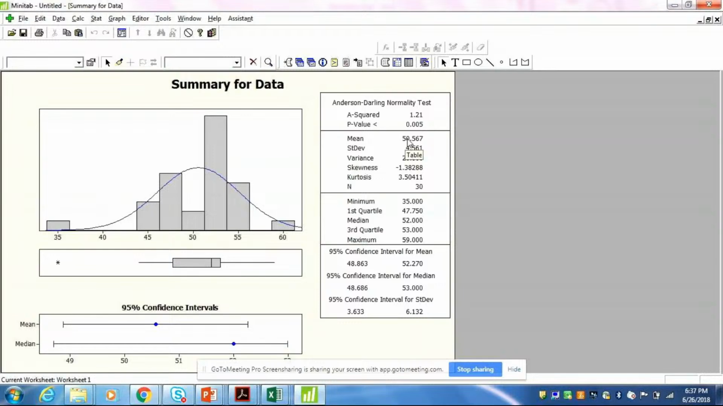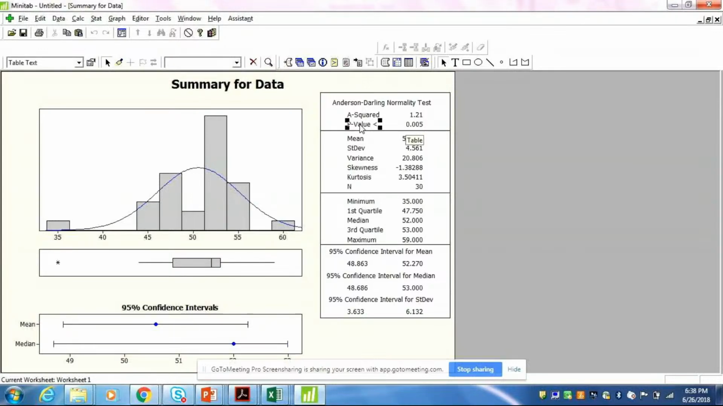So what we have here, we got the mean, which is 50.56. We have standard deviation, which is 4.56. It has given some figures for skewness and kurtosis. N is the total number of data points, and there is information about minimum, first quartile, median, and 95% CI for mean. Okay. If you look here, this value is called the p-value.